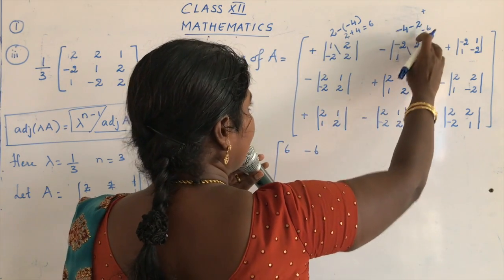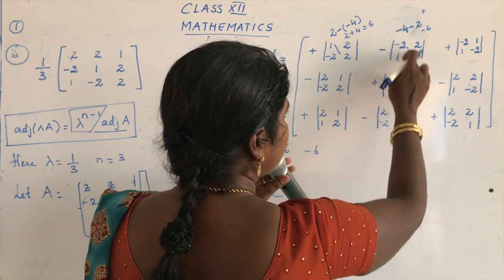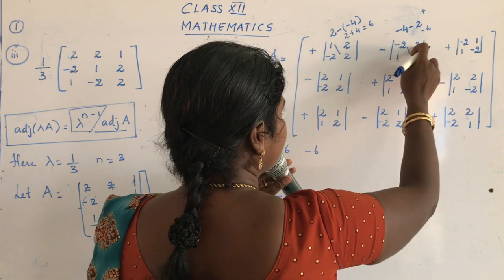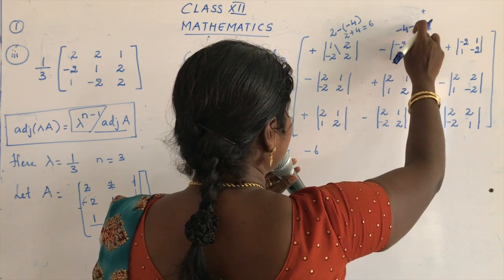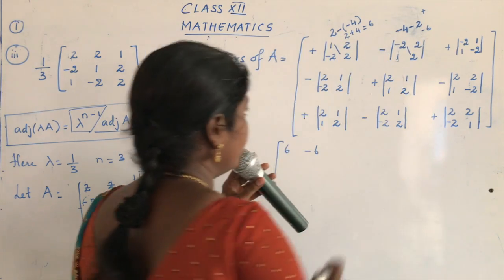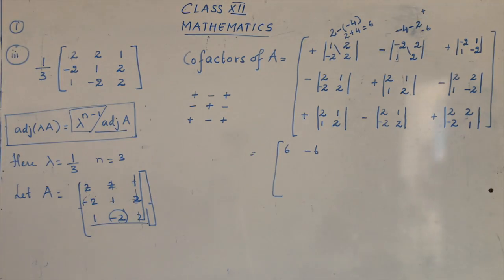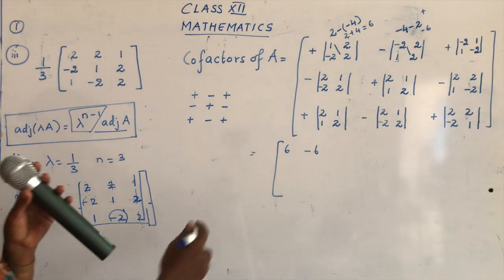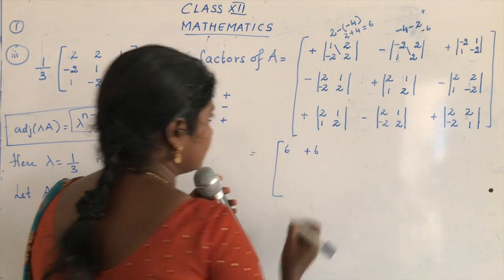So what do you get here? Minus 2 into 2 is minus 4. 1 into 2 is 2. The main sign is minus, so you get 2 here. So it becomes minus 6. But now, what is the sign already present over here? It's minus. So minus becomes plus. So this minus will change into plus.